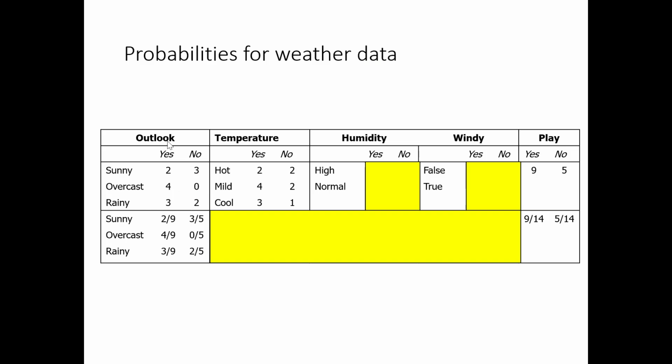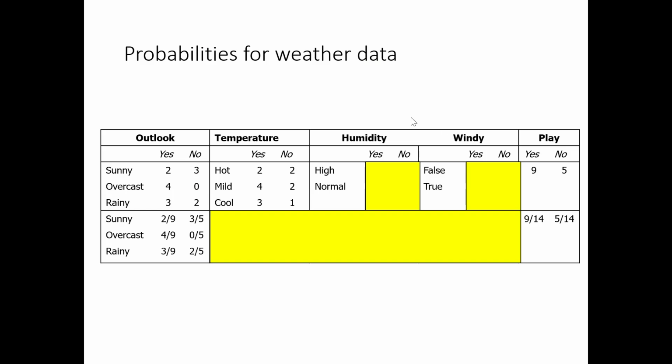Okay, so now we calculate the probability values. Given that we have 9 positive instances, we divide each yes value by 9 to get the probability value. Similarly, we divide the no values by 5 to get the probability value. That is how we calculate the probability values.